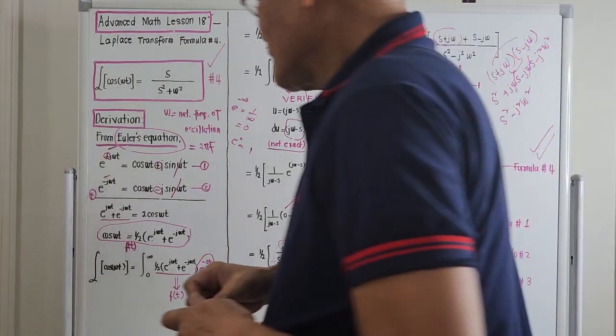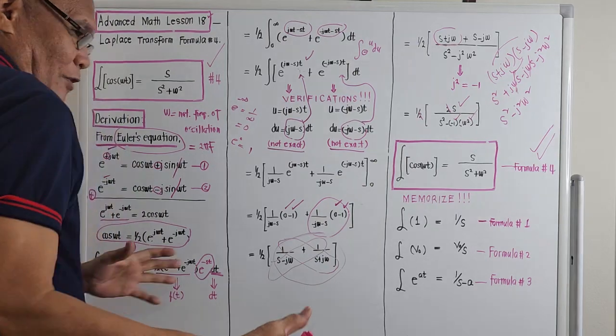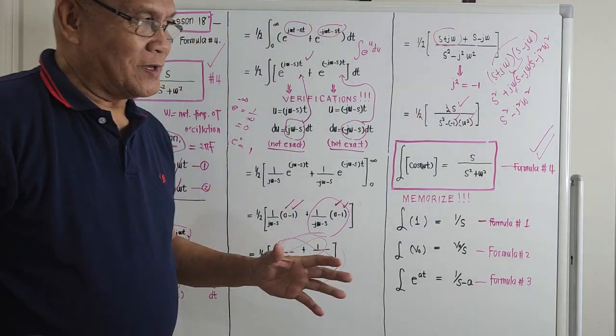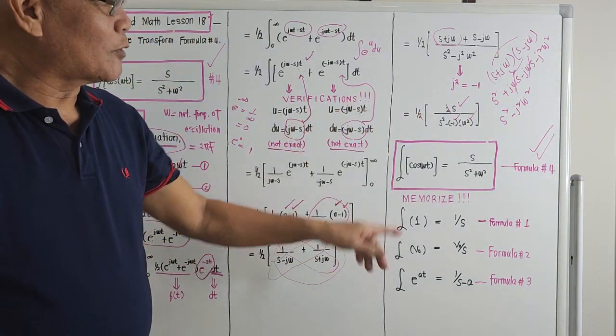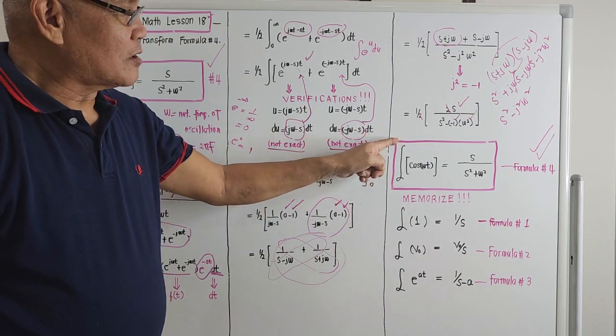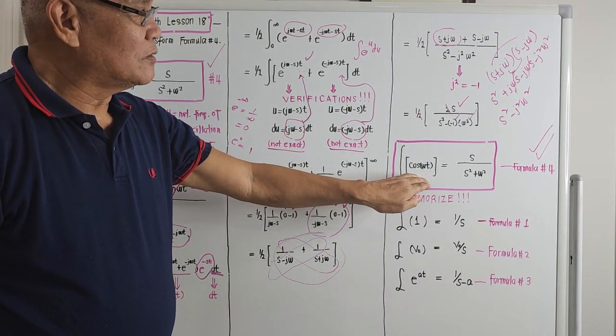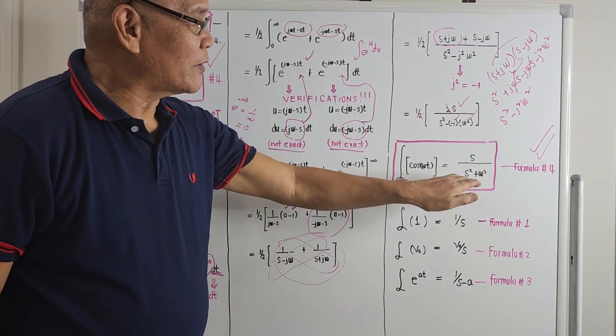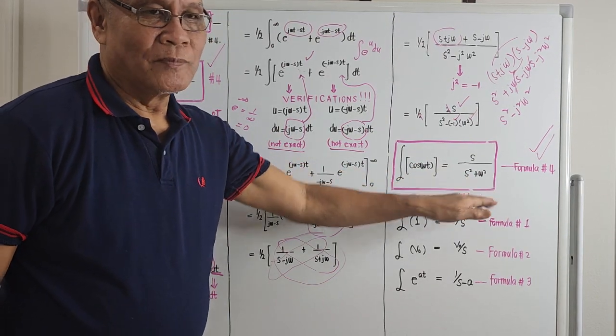Okay, that's it, guys. So for those who are taking up advanced mathematics, formula number 4 will be this. The Laplace transform of cosine of omega t equal to s all over s squared plus omega squared.